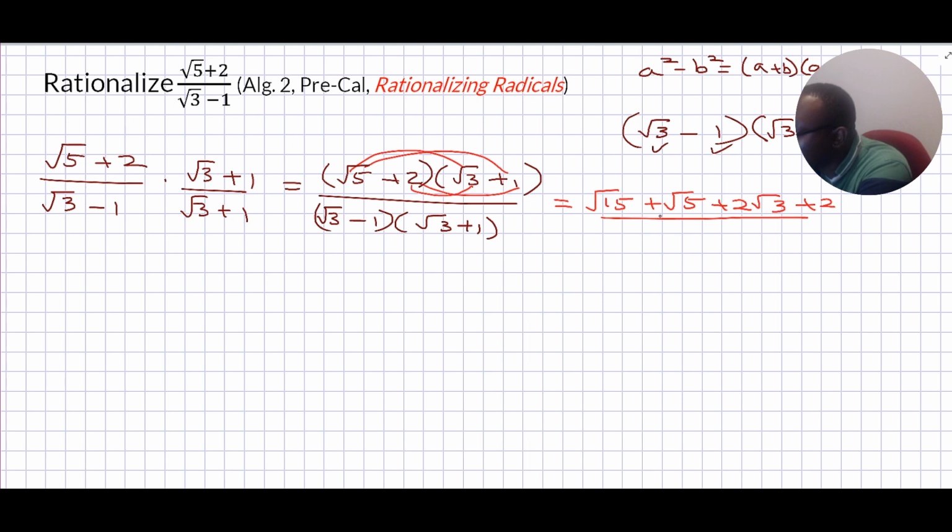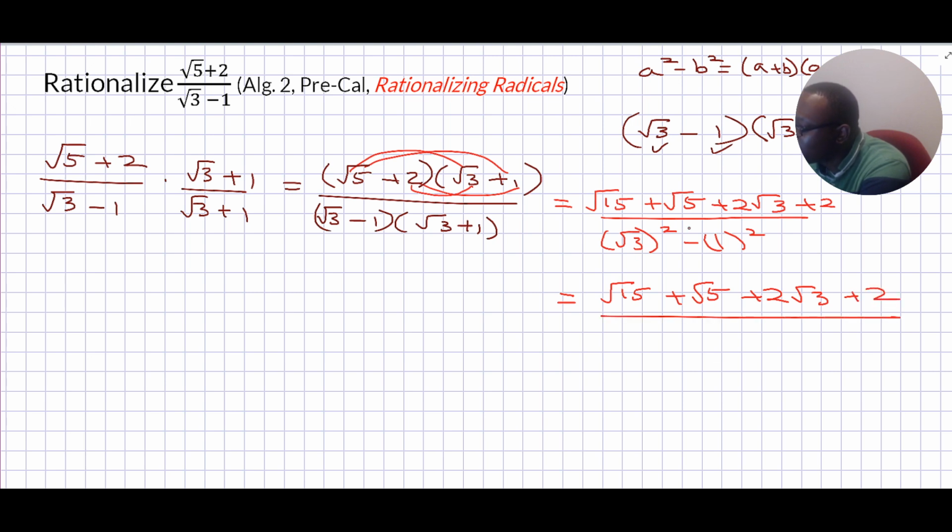So this is going to give us a squared minus b squared. When you have it in this form, it's going to be square root of 3 squared minus 1 squared. So let's group common terms in the numerator. We have square root of 15 plus square root of 5. So we have no common terms here. So we're going to have the square root of 15 plus the square root of 5 plus 2 square root of 3 plus 2, divided by the square root of 3 squared, which is the square root of 9, which is 3, minus, and then 1 squared is 1.